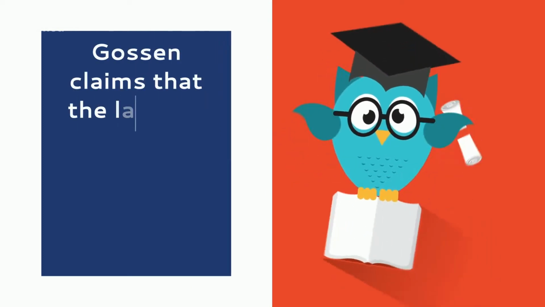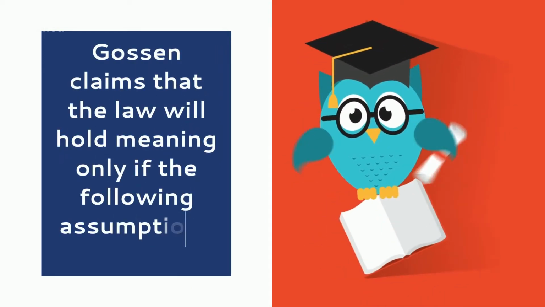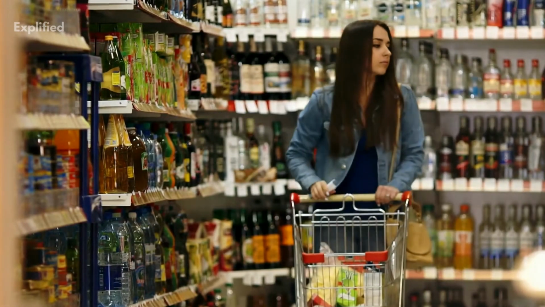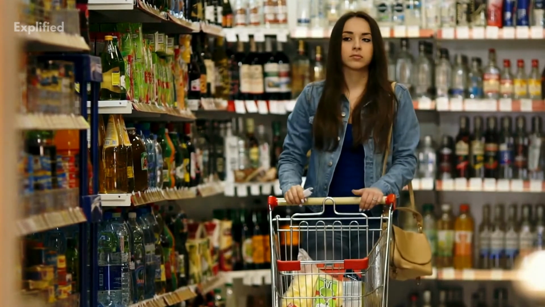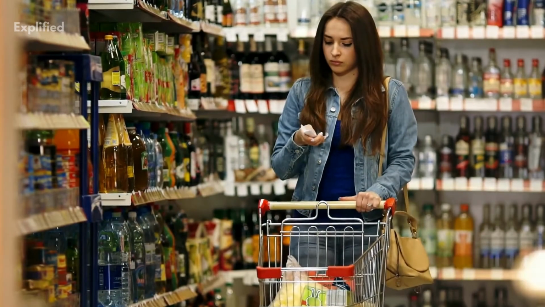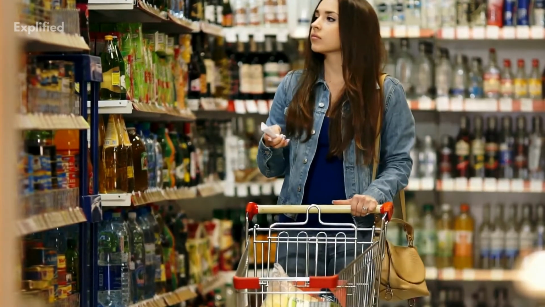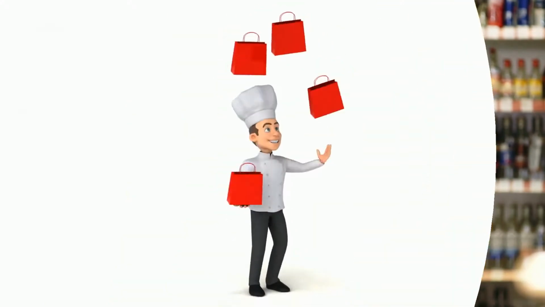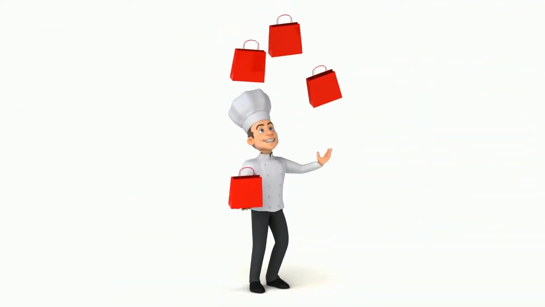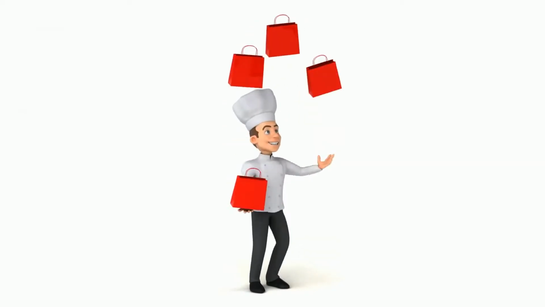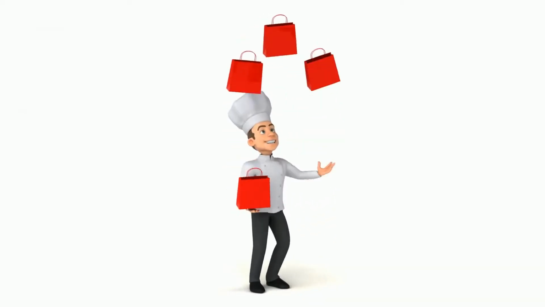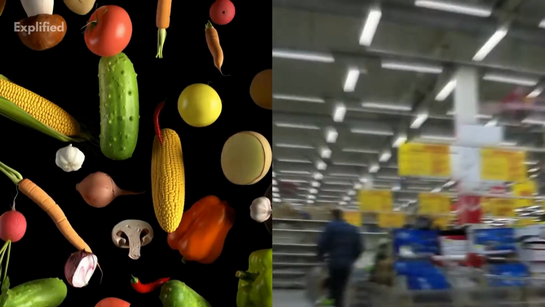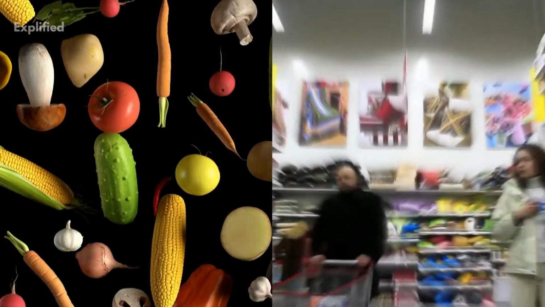Gossen claims that the law will hold meaning only if the following assumptions are met. The law of diminishing marginal utility assumes that consumers' consumption pattern, tastes, preferences, income, and price of the commodity and its substitutes are constant during the process of consumption. Each unit of the commodity under consideration is identical in all aspects such as quality, taste, color, size, and so on. Each unit of the commodity under consideration must be same and standard.